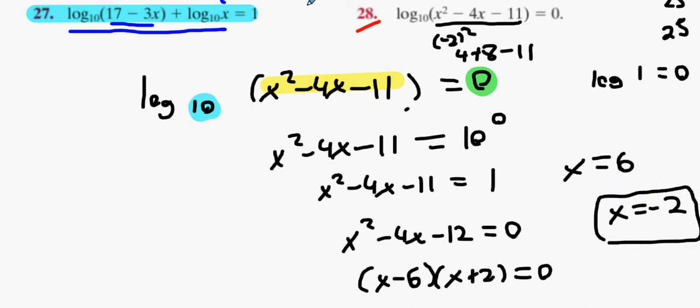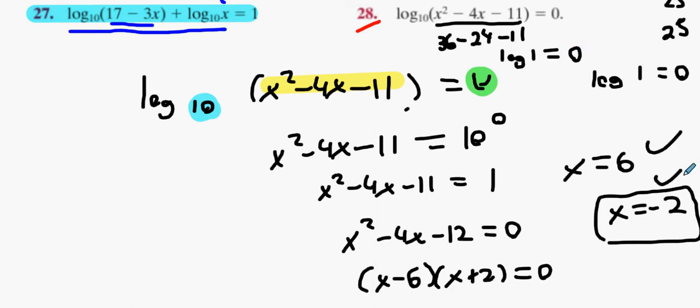Let's see if 6 is a feasible answer. Does 6 work? Very unusual that 2 of them work. 6 squared? 36. 4 times 6? 24. Take away 11 is plus 1. Is log 1 equal to 0? Yes. In this case, both answers are okay.